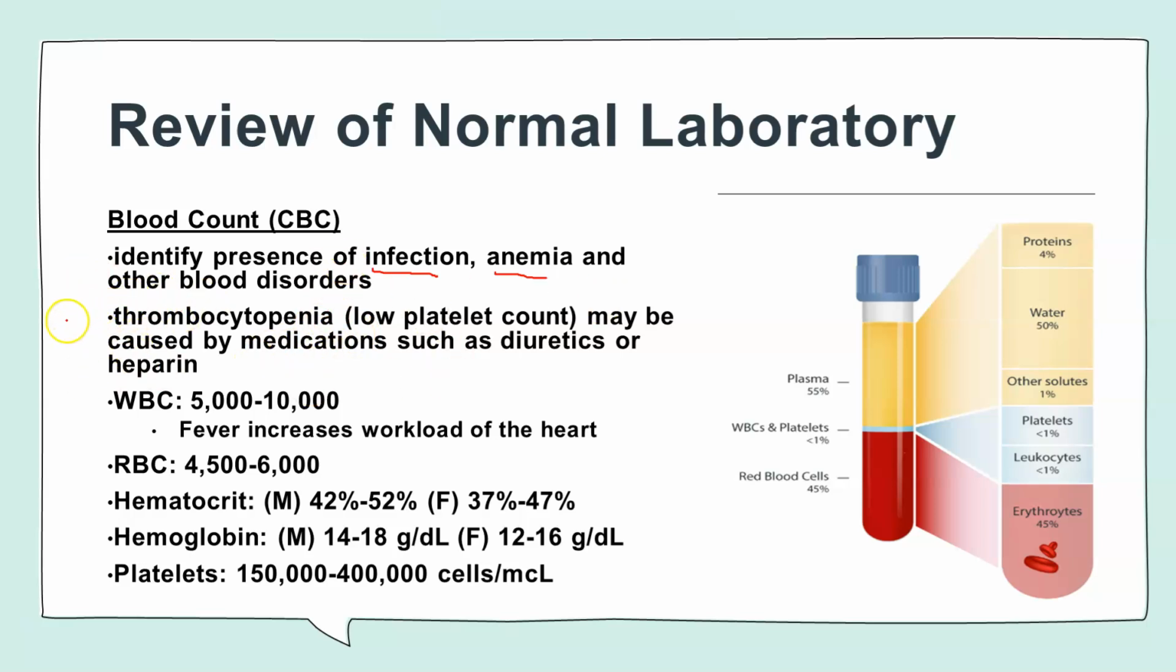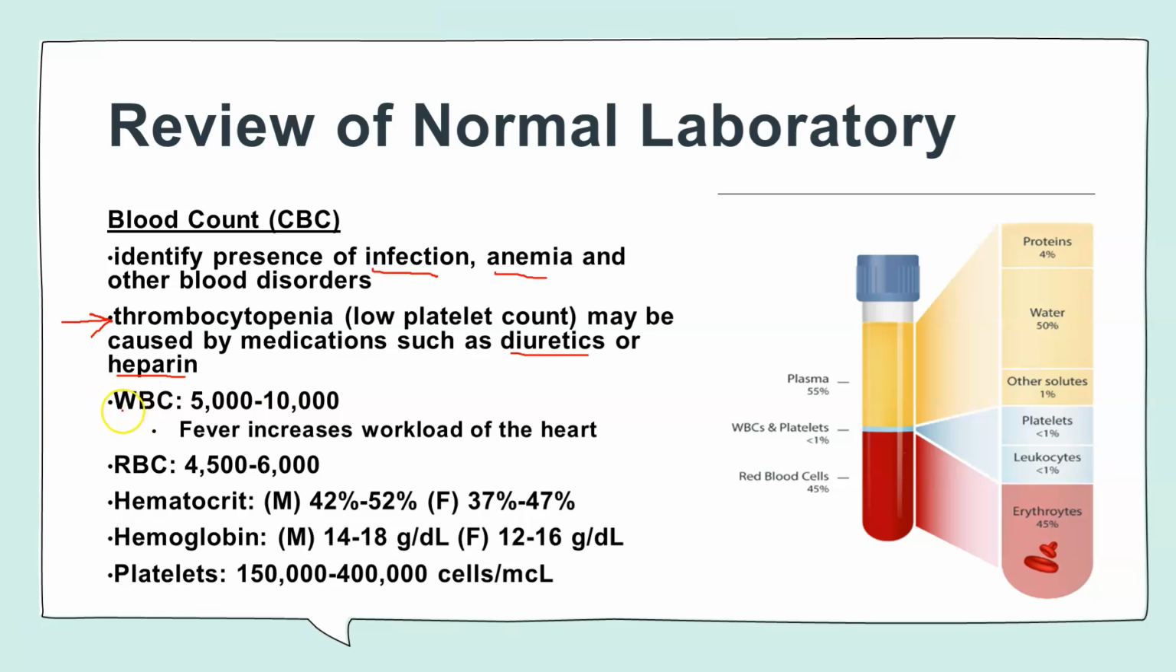One of the things that I always want to look out for is thrombocytopenia, which is a low platelet count, because we do tend to give a lot of medications that cause thrombocytopenia. Specifically, in my case, for this content, diuretics and anticoagulants like heparin. So we'll look at our normal lab values.